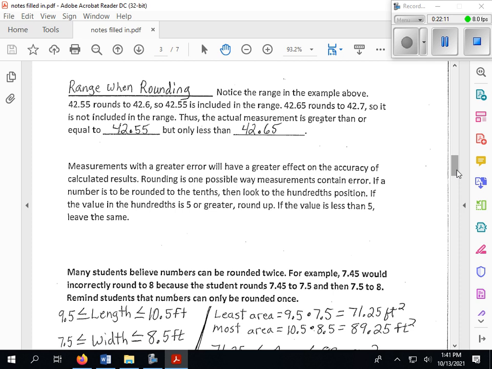So going back to Fletcher, we don't think Fletcher's number is exactly correct, but we know, because he can measure well enough, that the actual measurement of that segment or whatever he was measuring is going to be between 42.55 and 42.65. Does that make sense? Wouldn't that make any sense? You wouldn't lie to me, would you?